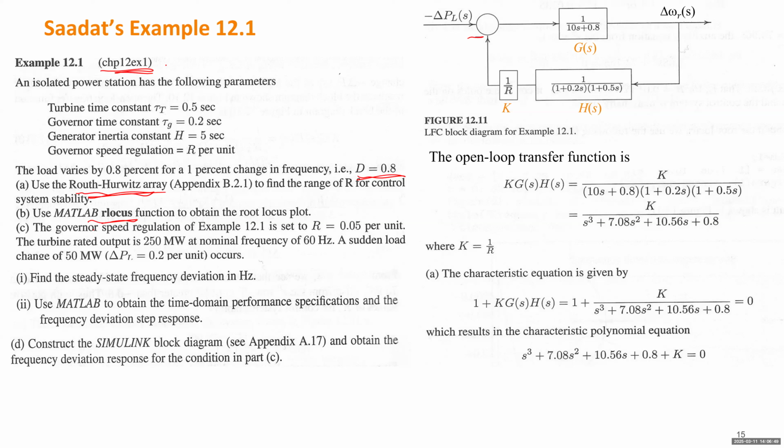To solve the characteristic equation, we make this be 0 and solve for all the roots. Now s is the Laplace operator, which is the frequency, and K is the only unknown variable we want to solve for. If this equation has all roots on the left-hand side of the imaginary axis, the system will be stable. But because K is unknown, we need to find out the range of K such that stability can be maintained.